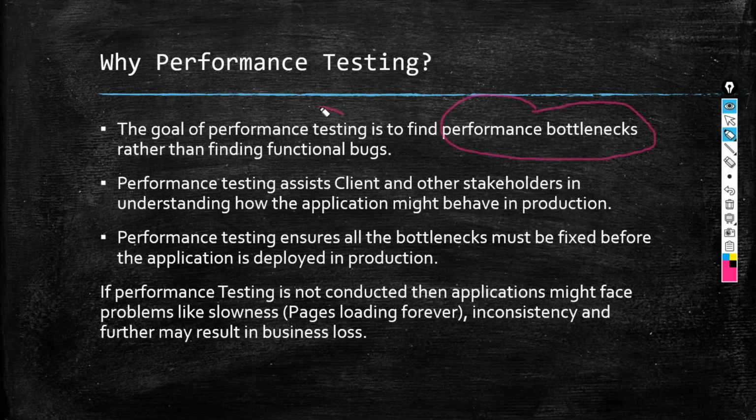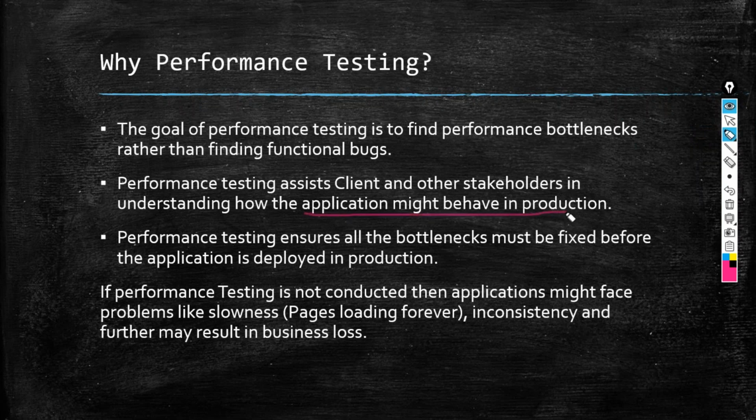The goal of performance testing is to find the performance bottlenecks rather than finding functional bugs. That means we are not interested in finding the functional defects. We are not interested in finding defects in the functionality aspect, but we are more interested in finding out the performance issues. That's what it means.